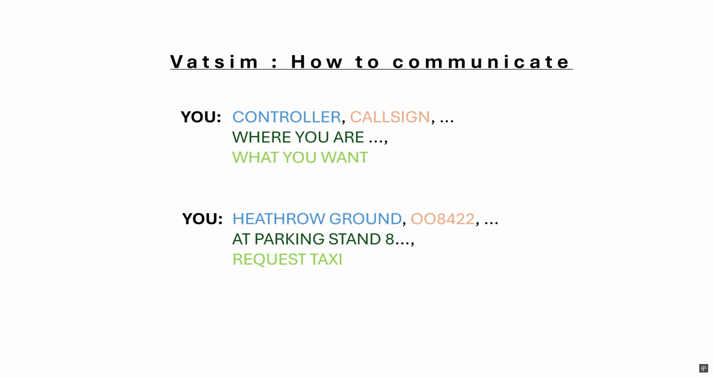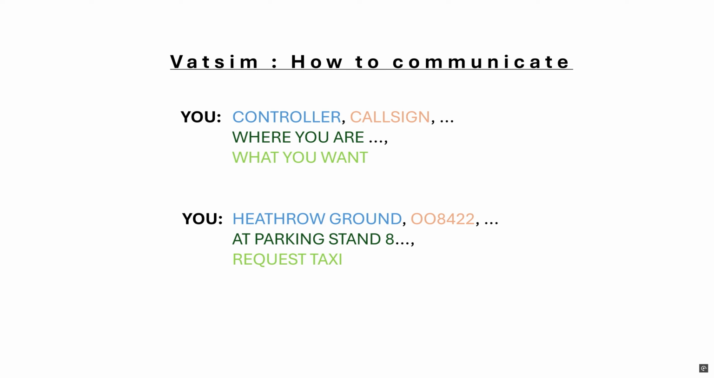So next up, how do you communicate with a VATSIM control tower? Well, first of all, you have to address the right controller. You have to say, I want to talk to delivery, or I want to talk to ground, or I want to talk to tower. Then you have to give your call sign. For instance, if you are British Airways 8422, you would say, I will explain this in a later video why this is so, but you would say Speedbird 8422.